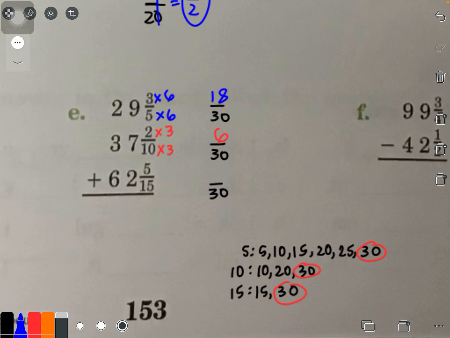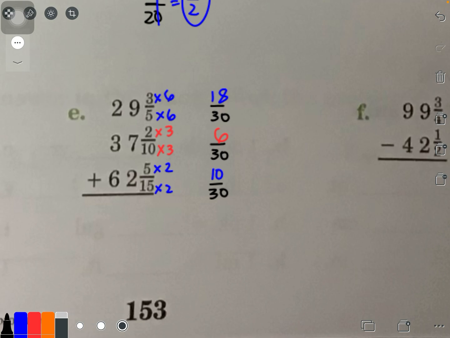And down here, what did I multiply to 15 to get 30? I actually multiplied 2, because this is 15 times 1, and this is 15 times 2. So I multiplied 2. That means 5 times 2 is 10. Now I can add everything, because all my denominators are the same.